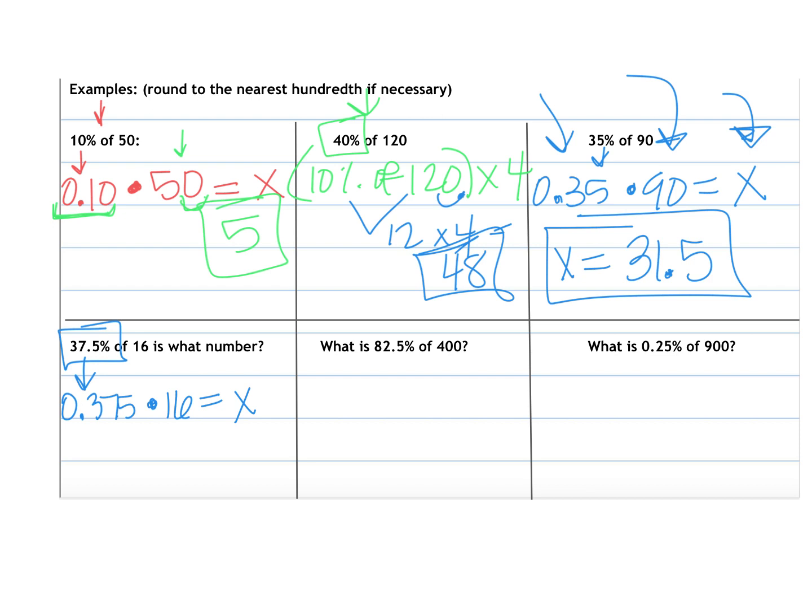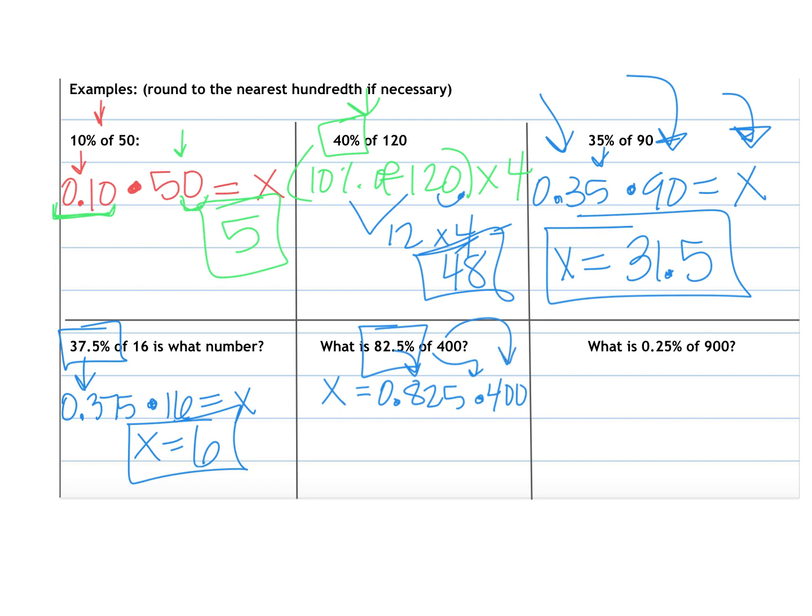0.375 times 16 is 6, so x equals 6. And then we have 82.5% of 400. So what is 82.5% of 400? We could say x equals 0.825 times 400, because I wrote that as a decimal. Of is my multiply, and then 400.